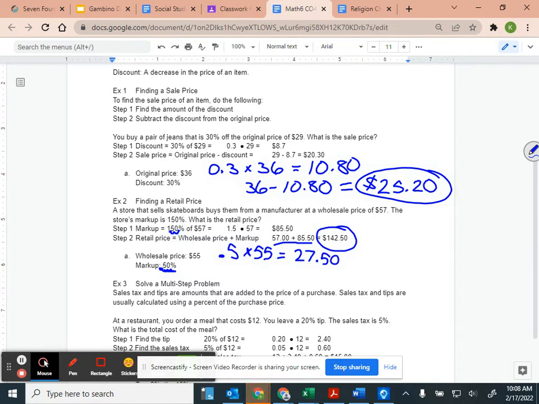What is my retail price? What is the store going to sell it for if they increased it by 50%? Brielle? Say it a little louder. Yeah, we have that $27.50, our markup, plus the original price of 55 gets me what? Aiden? $82.50. That is what the store wants to sell it for if they want to make a 50% profit.